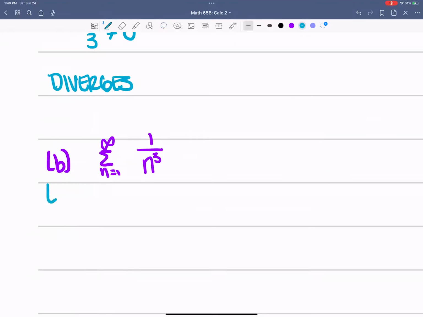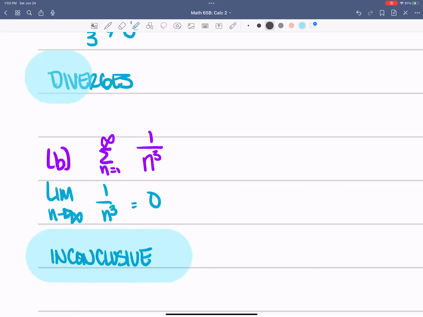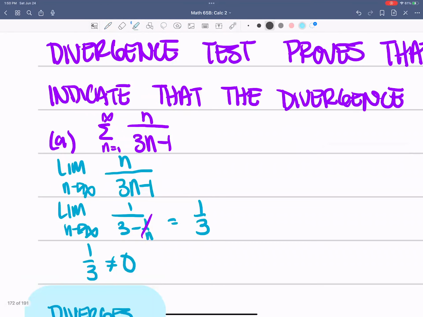So now taking the limit as n approaches infinity of 1 over n cubed. This ends up going to 0. As n gets larger and larger, it goes to 0. And here we cannot say that it converges, nor can we say that it diverges. What we have to say is that it's inconclusive. So by the divergence test, this is inconclusive.